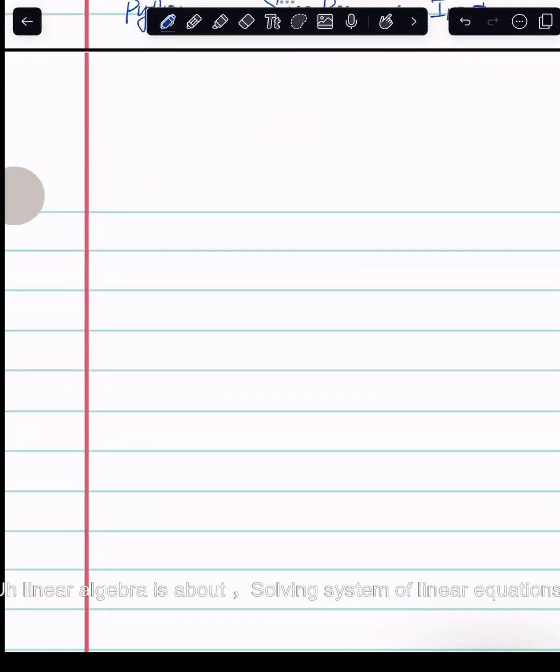Let's introduce first something about vectors, and then we introduce matrices as a transformation between vector spaces. So, linear algebra is about solving systems of linear equations, as we've described last week.